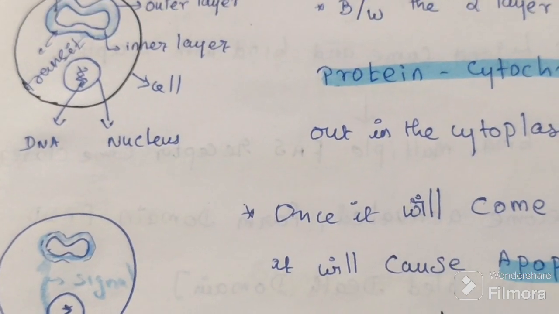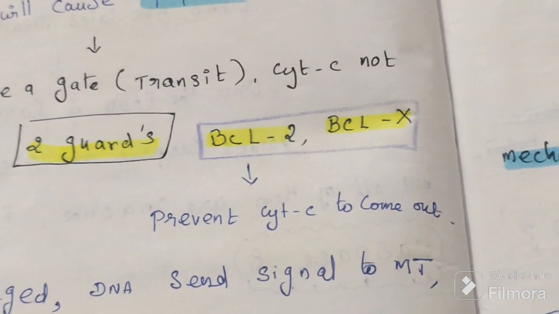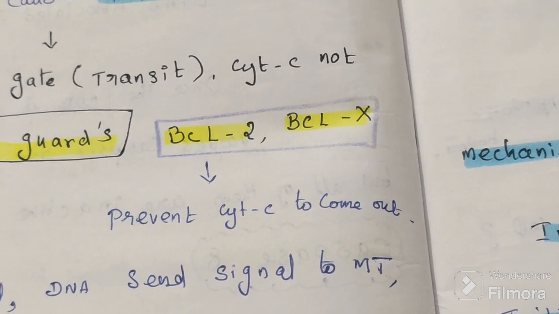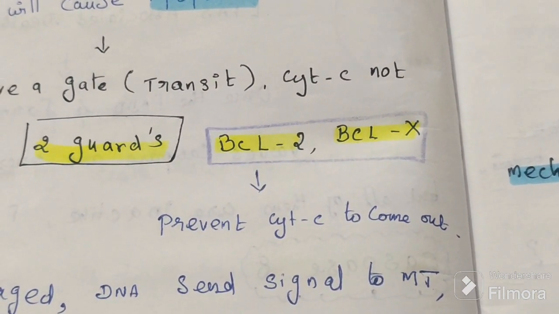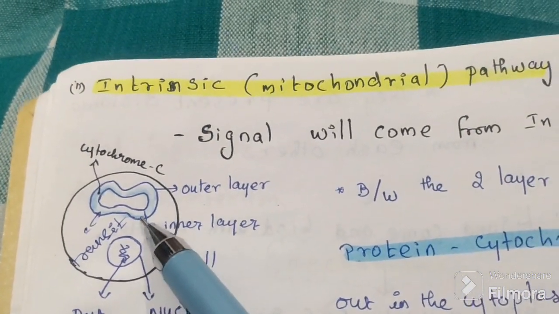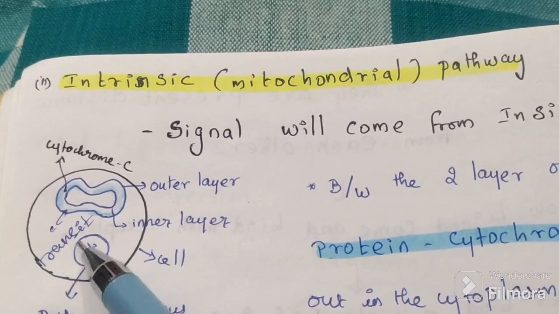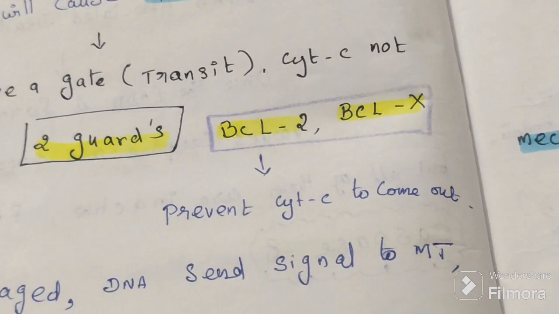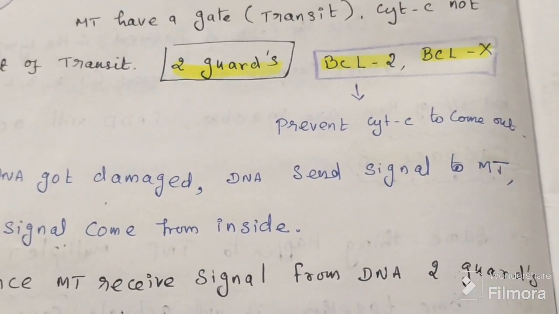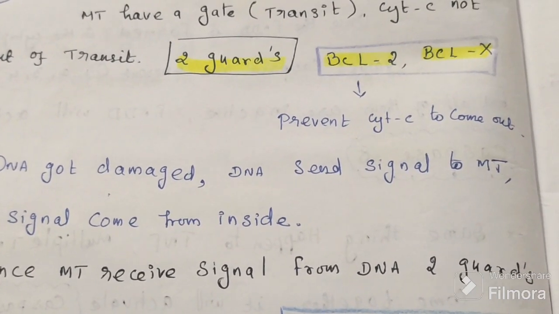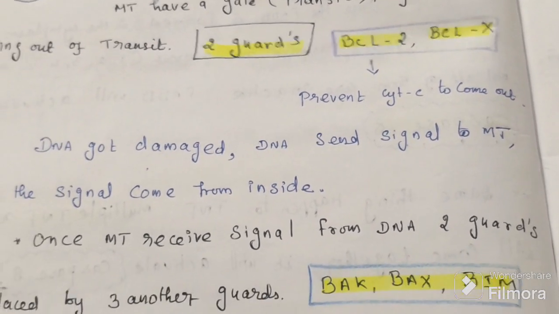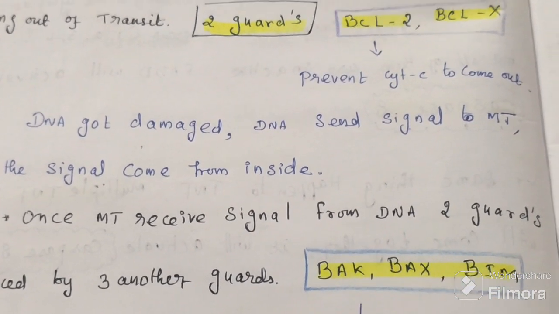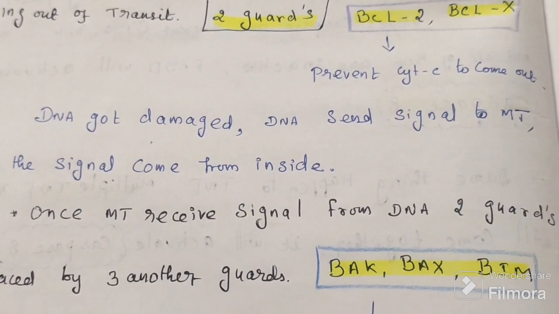Who is preventing it? Two squads are present, called BCL2 and BCLX. These are preventing cytochrome C from coming out, because they guard the transit. These two proteins are known as anti-apoptotic proteins, because they prevent apoptosis. Still the DNA is okay. Now the DNA gets damaged.